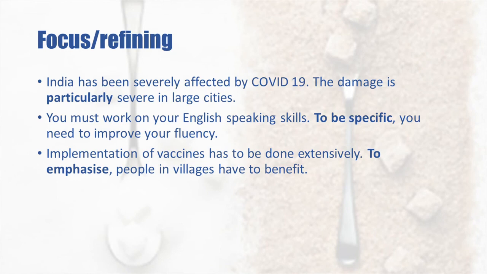Let's look at the next sentence. You'll understand more. You must work on your English speaking skills. I just said that, but I don't know which English speaking skills you're talking about. So to be specific, you need to improve your fluency. Here, you're not giving fluency as an example of speaking skills, but you're talking about the specific skill of fluency that you have to improve. So you're grabbing the attention of the listener to one particular aspect of English speaking skills, that is fluency. You must work on your English speaking skills. To be specific, you need to improve your fluency.